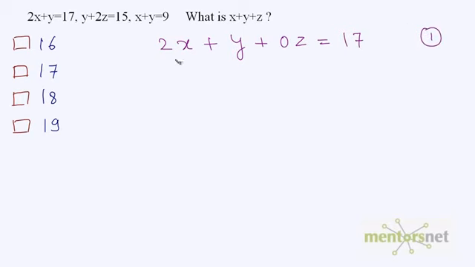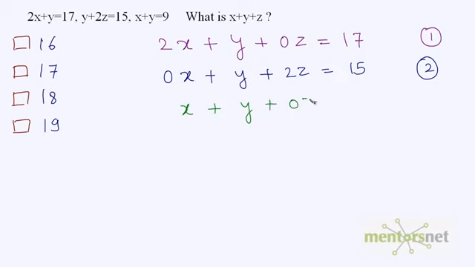The next equation is y plus 2z. So there is no x. So 0x plus y plus 2z is equal to 15. This is equation 2. And the third and final equation is x plus y, there's no z, plus 0z is equal to 9. This is equation 3.